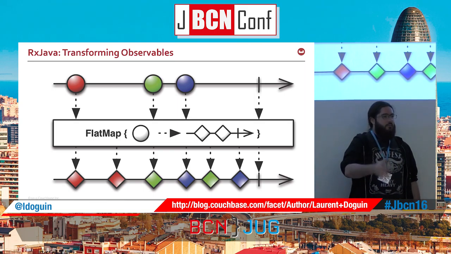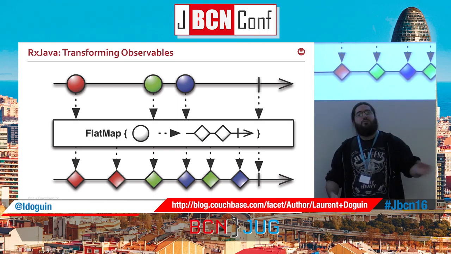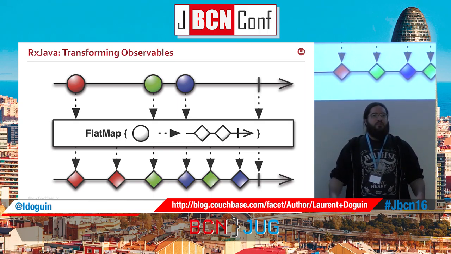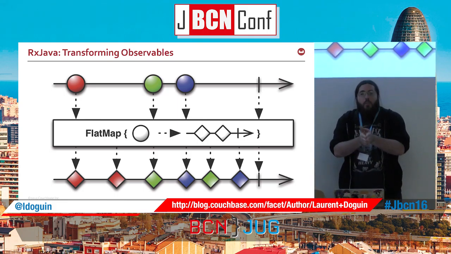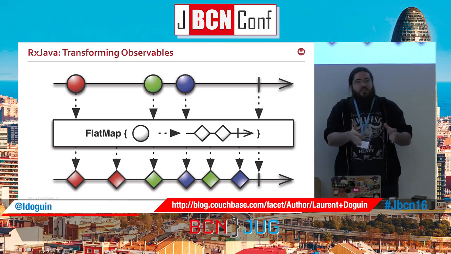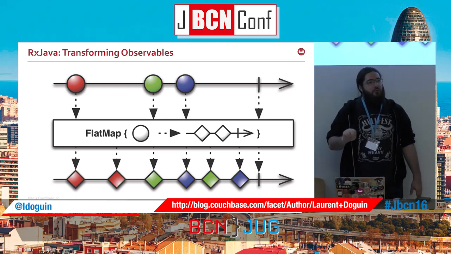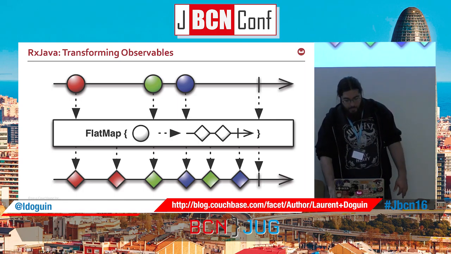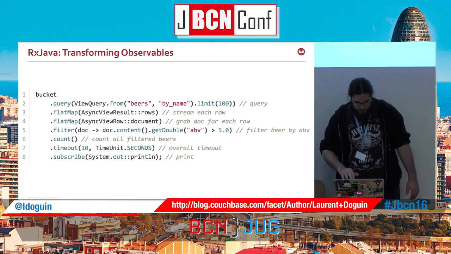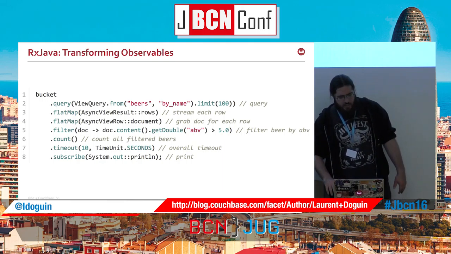So I have the circle, transformed into two other objects. I have two circles very close, and it's asynchronous, so you won't necessarily get the two green first and two blue first. You might get green, blue. Maybe not. And it looks like this.